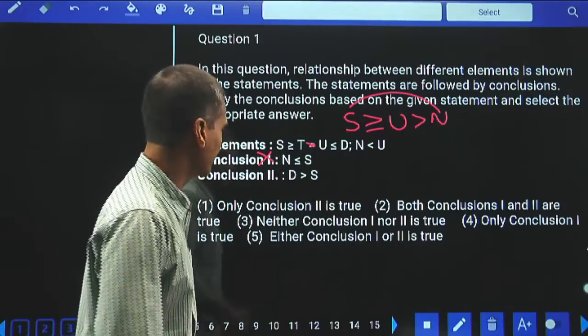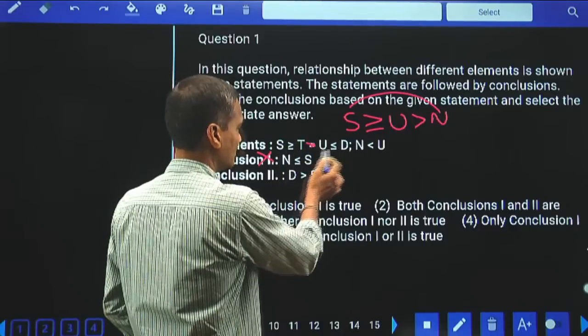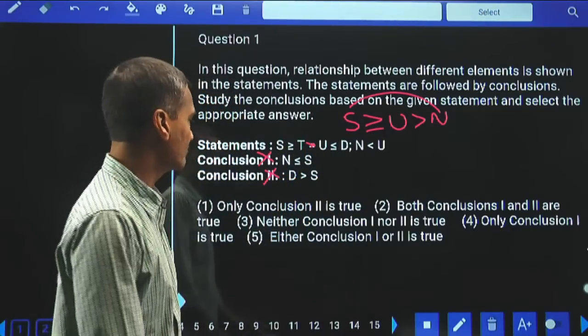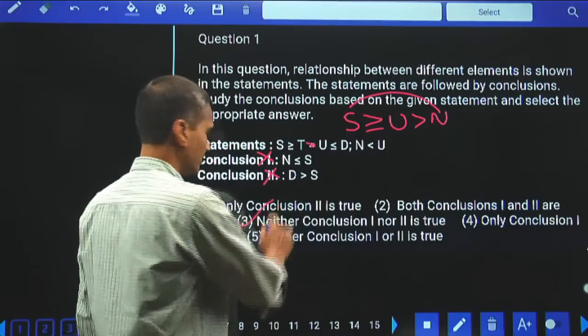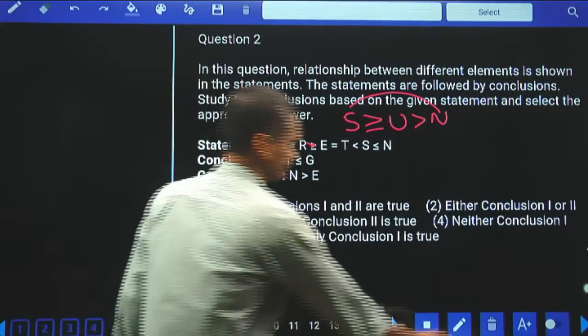Then coming to the second, D and S. S is here, D is here. Between these two, one greater than, one lesser than, two opposite symbols. No relation can be drawn between these two. Hence, neither 1 nor 2. Neither 1 nor 2, that is choice 3, question number 1. Then coming to question number 2.